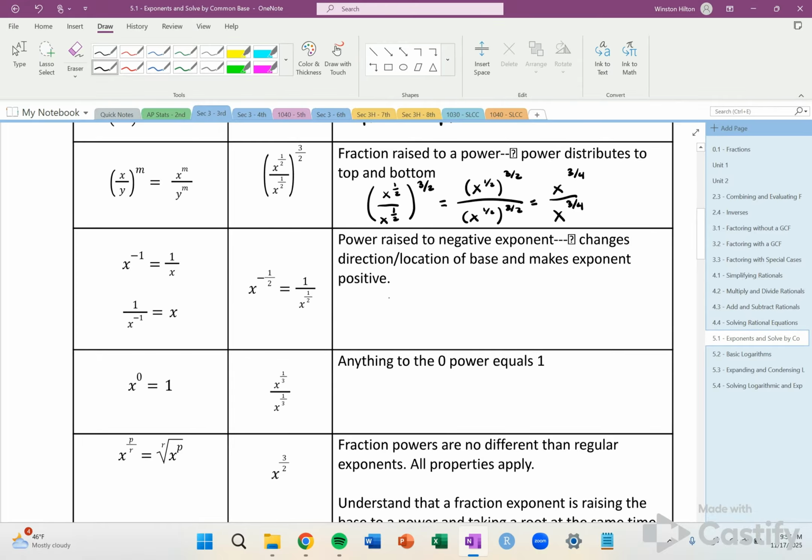This would also work if we had, let's say, x to the -3. This is really a fraction over 1, so this can be turned into 1 over x cubed. If we have 1 over y to the -2, that's the same thing as y to the -2 over 1, or excuse me, y to the +2 over 1, or just y squared.